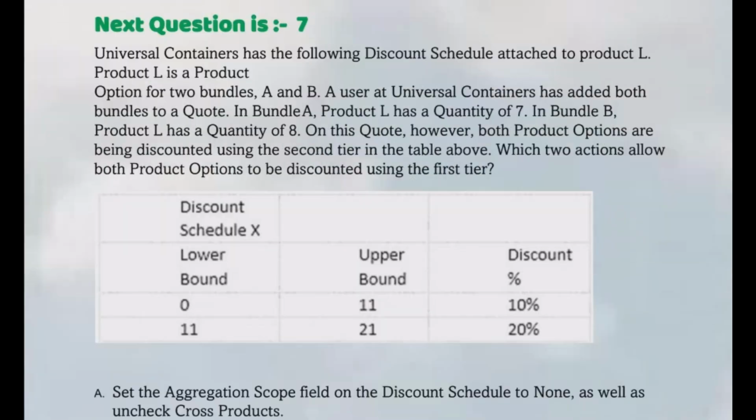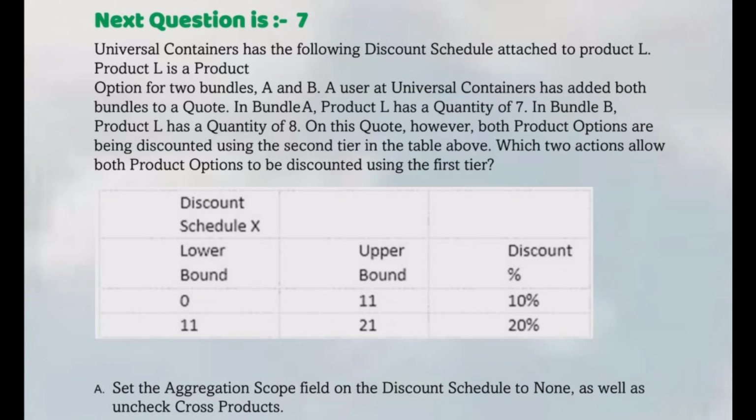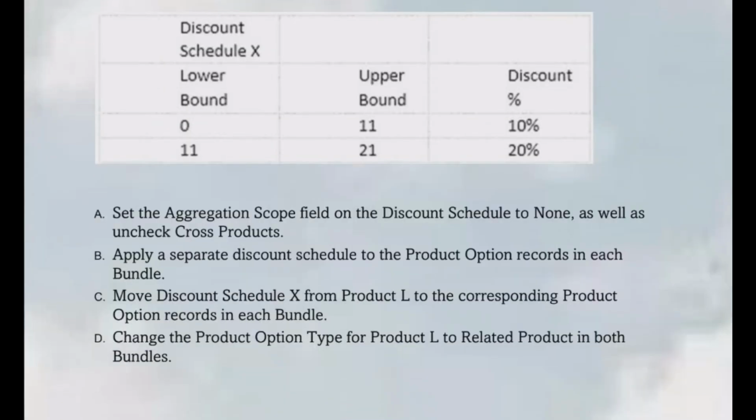Please see this table. Option A, set the aggregation scope field on the discount schedule to none, as well as uncheck cross products. Option B, apply a separate discount schedule to the product option records in each bundle. Option C, move discount schedule X from product L to the corresponding product option records in each bundle. Option D, change the product option type for product L to related product in both bundles. Correct answer is option C.